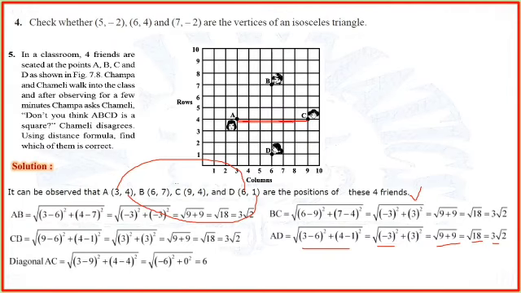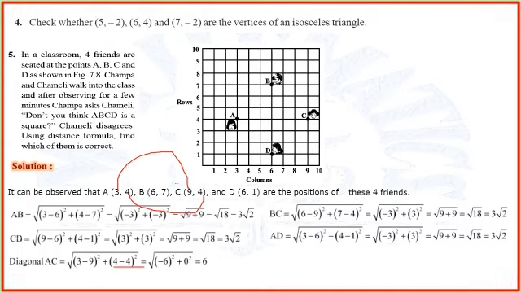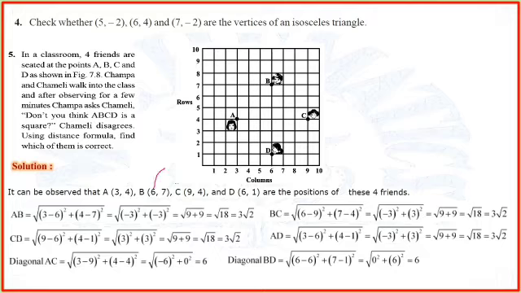We are going to find out the value of AC. A means 3 minus 9 and 4 minus 4. So 4 minus 4 is 0, 3 minus 9 is 6, and overall the value of AC is 6. Now after AC we are going for diagonal BD. B and D means 6 minus 6 and 7 minus 1. So the value of this diagonal is also equal to 6.